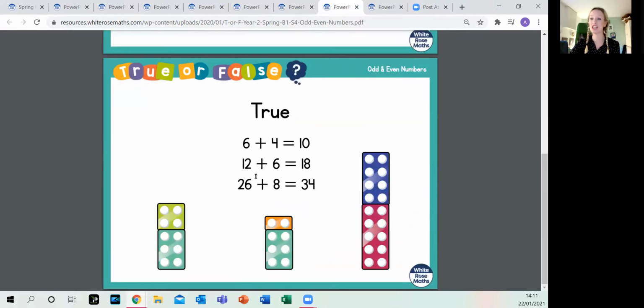True. Can you remember when we were looking at the shape of numbers with the Numicon? I had the Numicon out. An even number add an even number is an even number. You don't get any of the odd bits poking off the top. And you can see that through this representation with the Numicon. So for example, 6, which is an even number, add 4, makes 10. We've got 12, add 6, 2 even numbers, makes 18. And we've got 26, add 8, another 2 even numbers, makes 34. If you add 2 even numbers together, any 2 in the world, you will still get an even number. Fact.